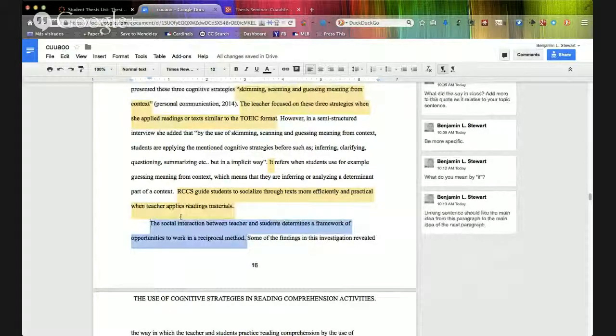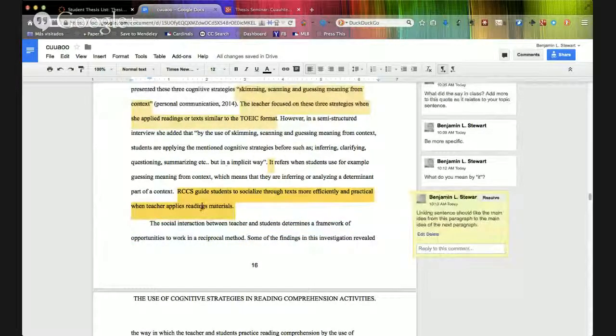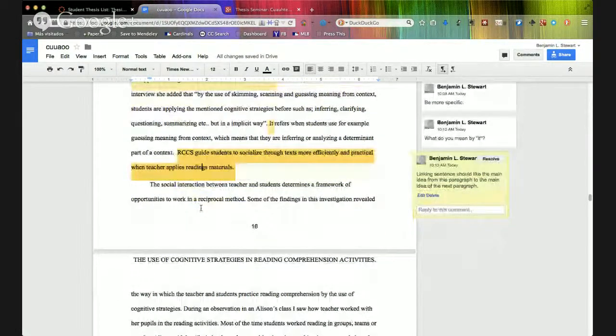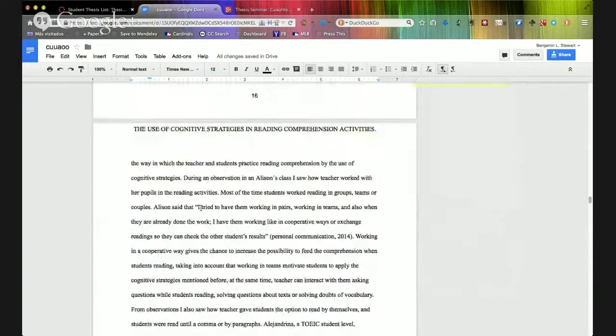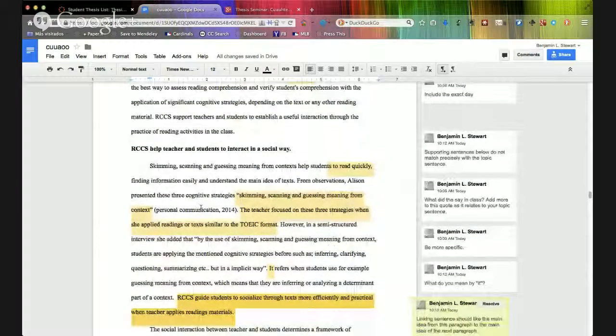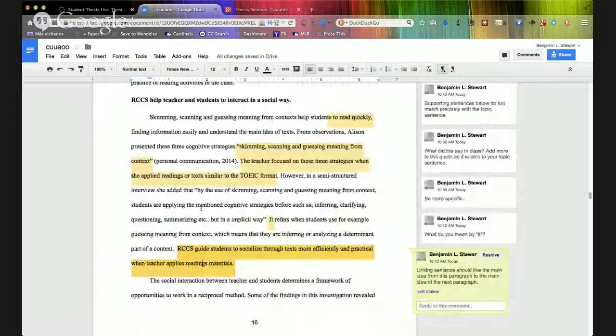So this is kind of like out there, like no está ligado. Let's check that. And maybe you want to mention RCCS. I mean, it has to be clear what it is, what's the relationship, because he says here RCCS help teachers, so the whole thing is about RCCS. So you need to mention at some point what it is.